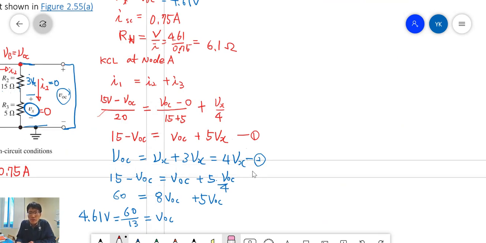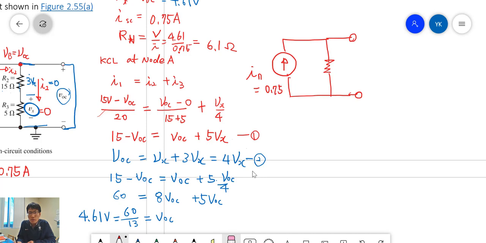Now all the values are given, so we can draw the Norton equivalent circuit: the current source and the resistance, connected to the open terminals. The Norton current is 0.75 amps, and the Norton resistance is 6.1 ohms. So we can get this result.